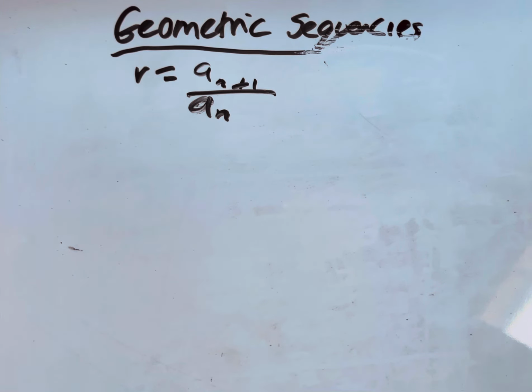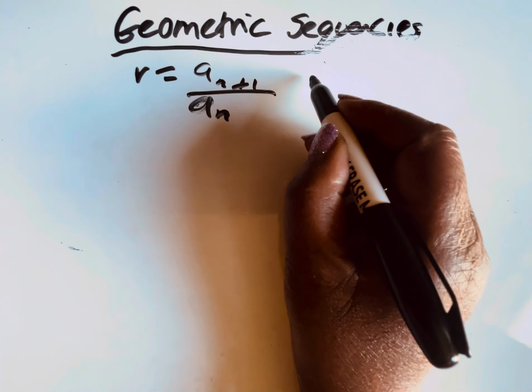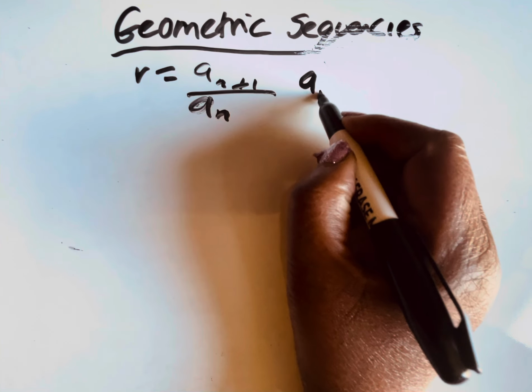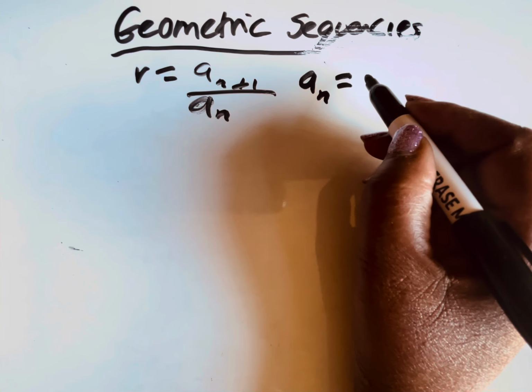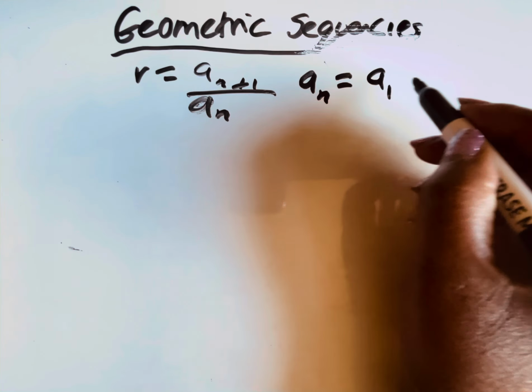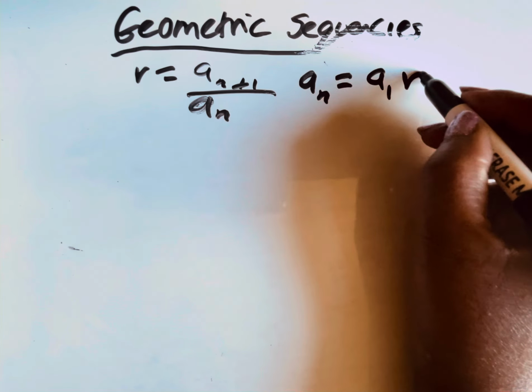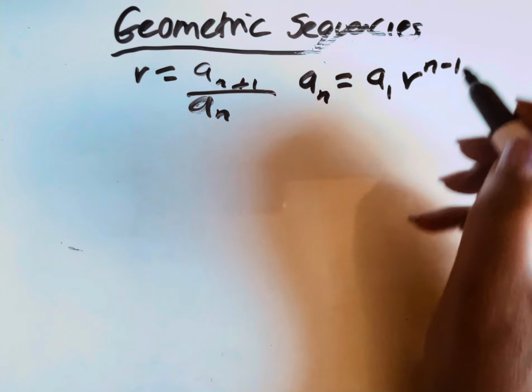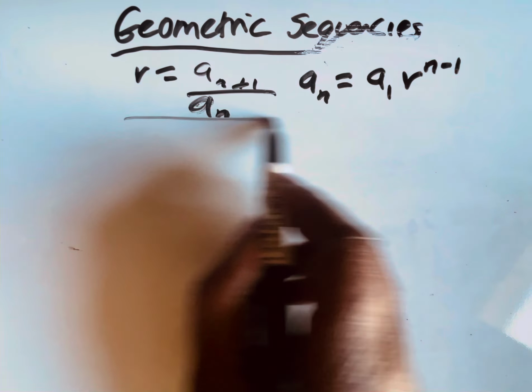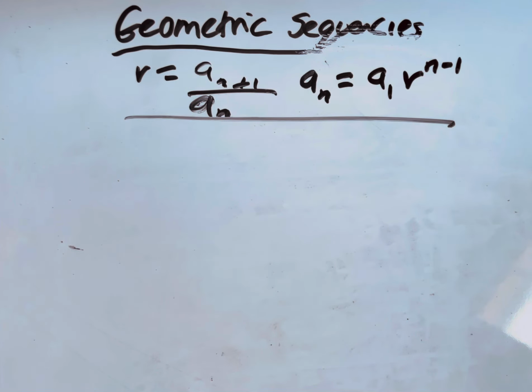In determining geometric sequences, we need two formulas. The first one is how to find the common ratio, and then the geometric sequence formula, which is A sub n equals A sub 1 times r to the power n minus 1. So these are the two formulas we're going to use.